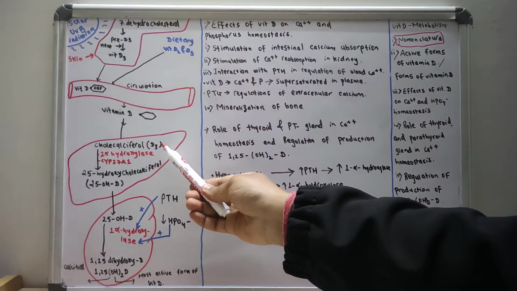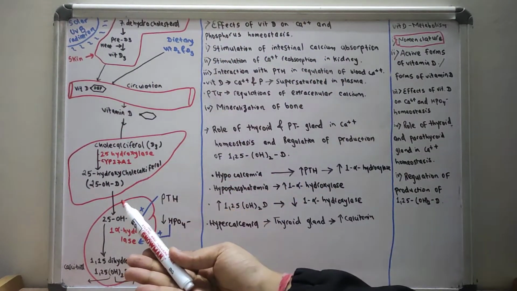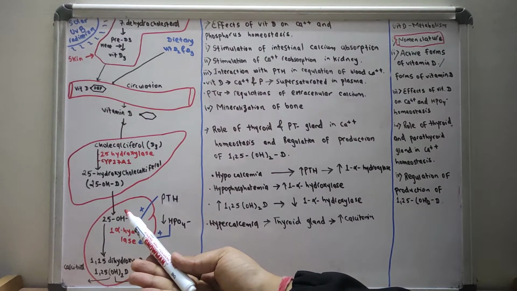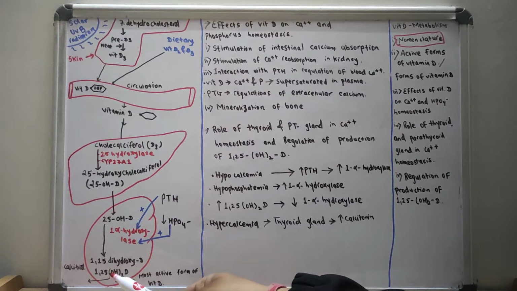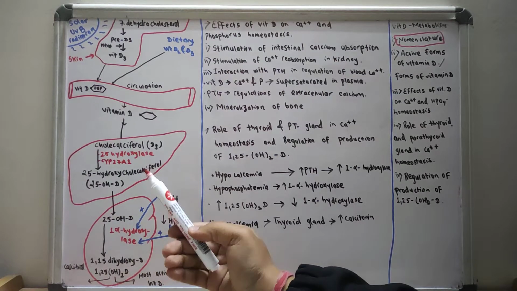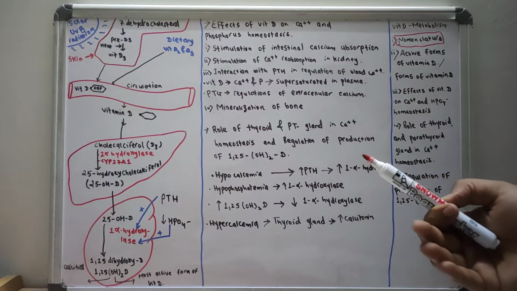Whenever I say vitamin D3, it also denotes cholecalciferol. Whenever I say 25 hydroxy cholecalciferol, it is also 25 hydroxy vitamin D. And calcitriol is also known as 1,25 dihydroxy vitamin D or 1,25 dihydroxy cholecalciferol.